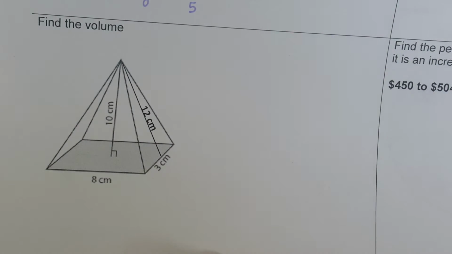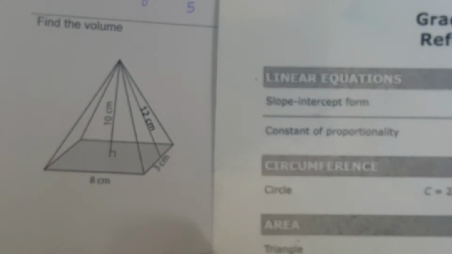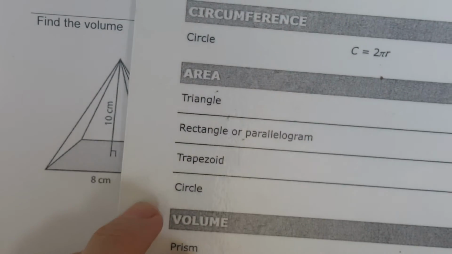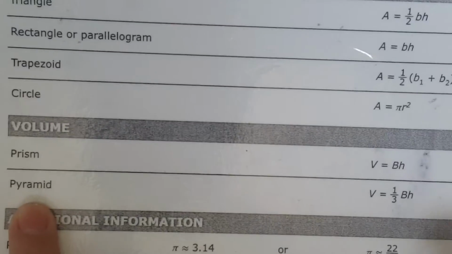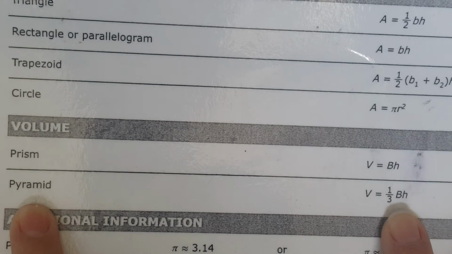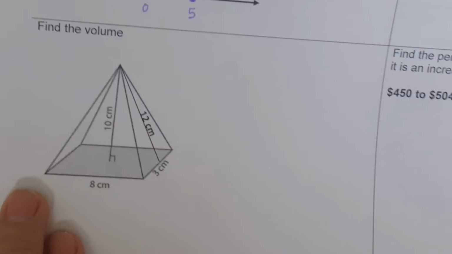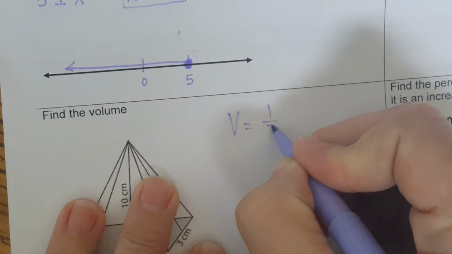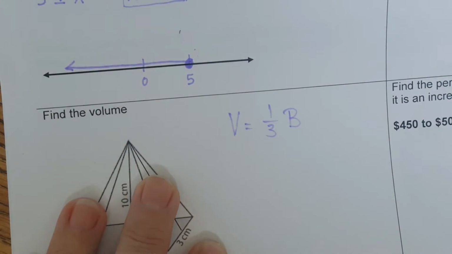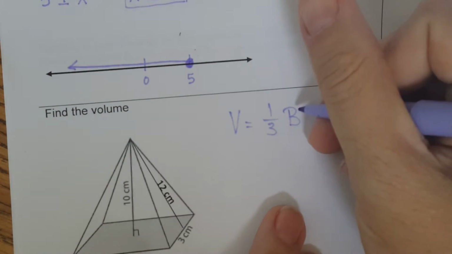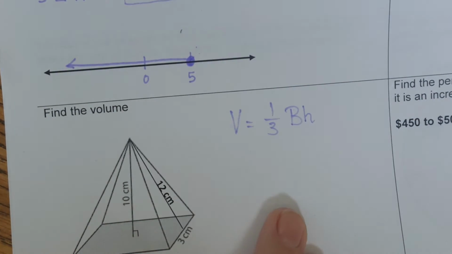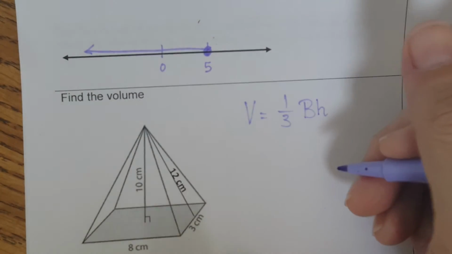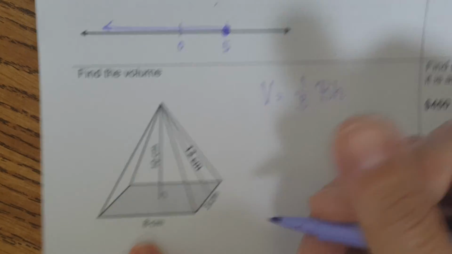Number 3, it's asking us to find the volume of this pyramid. And we're going to do that by, number 1, going to the volume section, there it is, of our math chart. It is 1/3 of capital B times h. So I'm going to write my formula down. Volume is 1/3 capital B, which is the area of the base of the pyramid, times the height of the pyramid. So what is the area of the base?